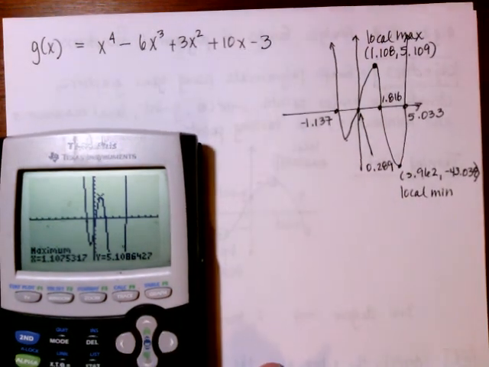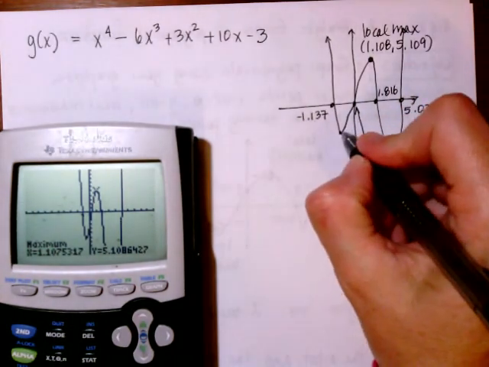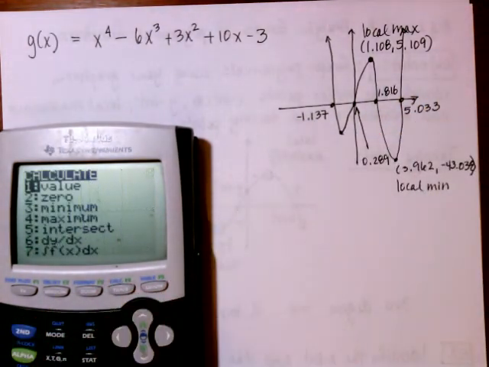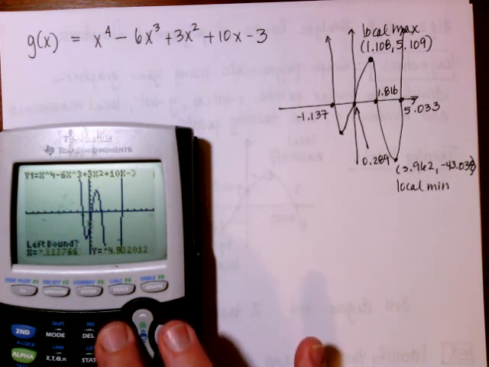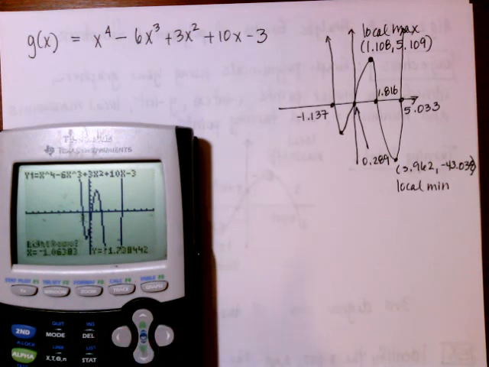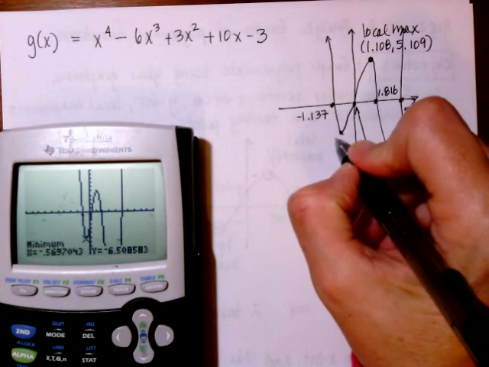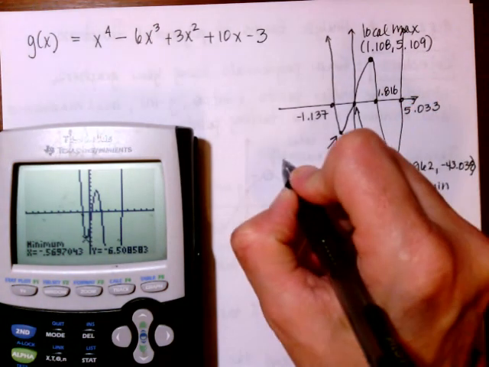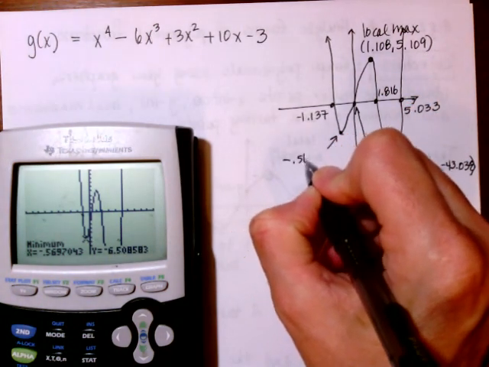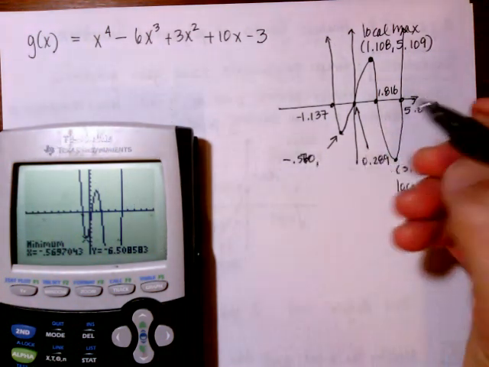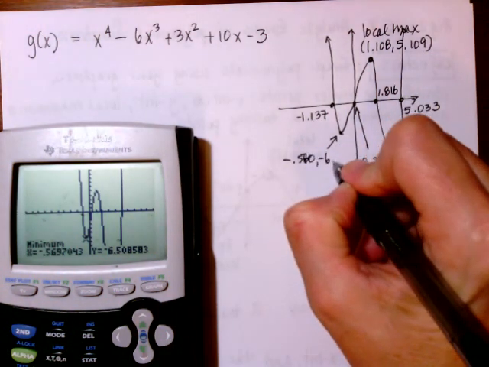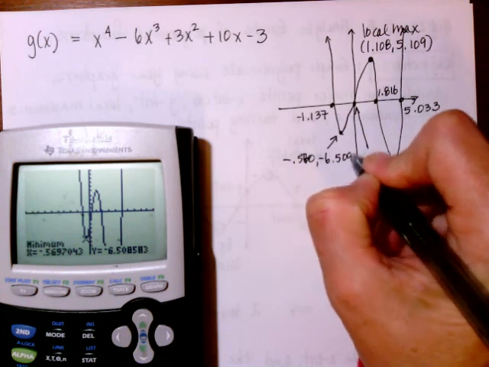Okay. One more point to find. This little guy down here. So second, calculate minimum. You should be getting really good with your calculator about this time. Go to the left, go back to the right, enter, enter. And this one is, that point right there is a negative 0.5670, sorry, with rounding, and a negative 6.509.